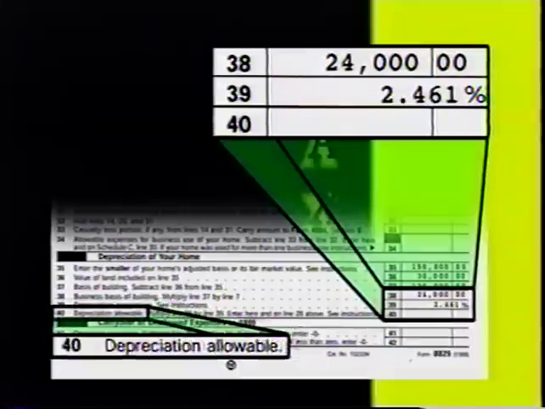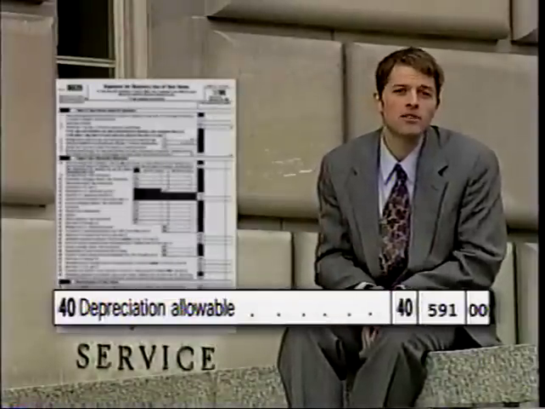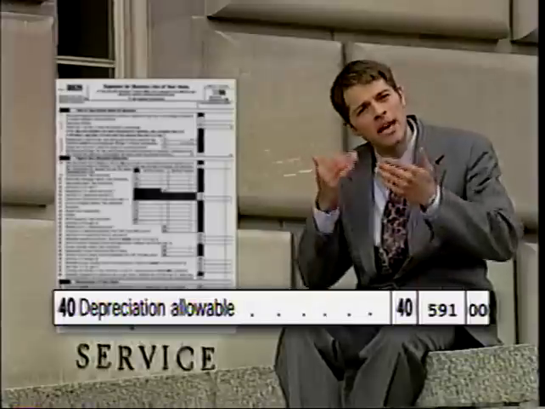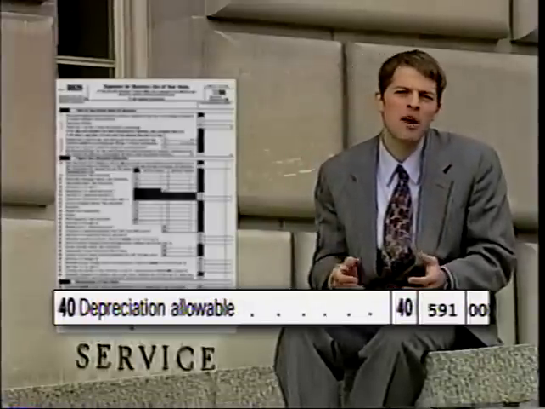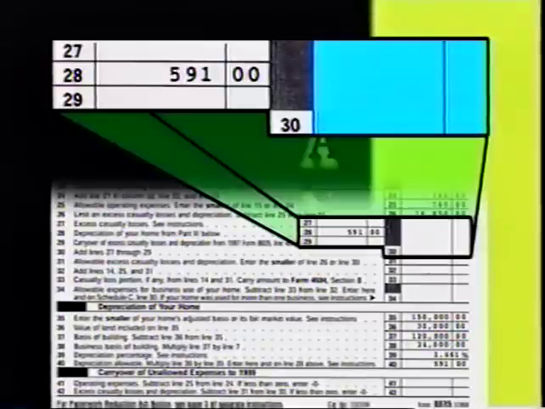On line 40, we find the depreciation allowable. This is $24,000 times the depreciation percentage, 2.461%. It equals $591. So we have $591 of allowable depreciation here in line 40. Now, wonder of all wonders, this is the info we came down to part 3 to get. So now we can go back to line 28 in part 2. Here we are. The line 30 instructions say to add lines 27 through 29. We just enter $591 on line 30.